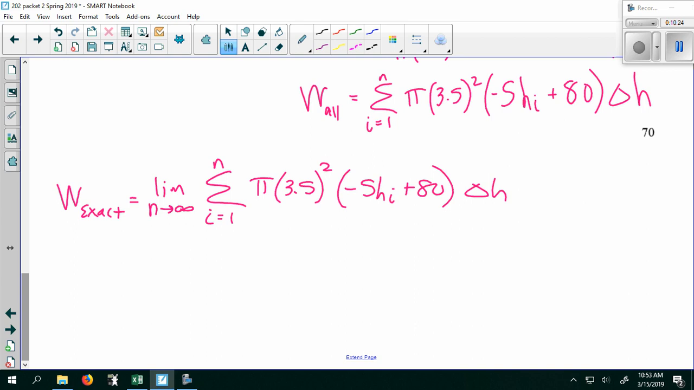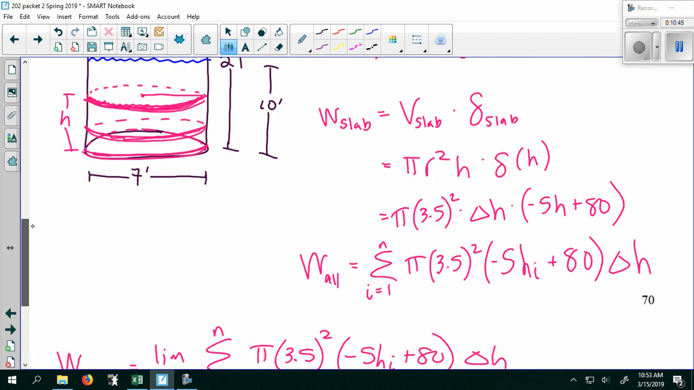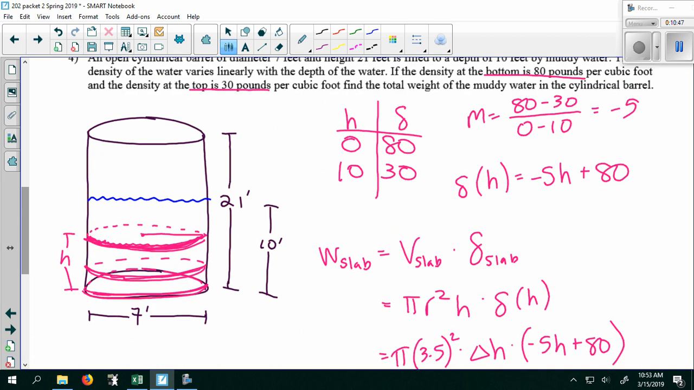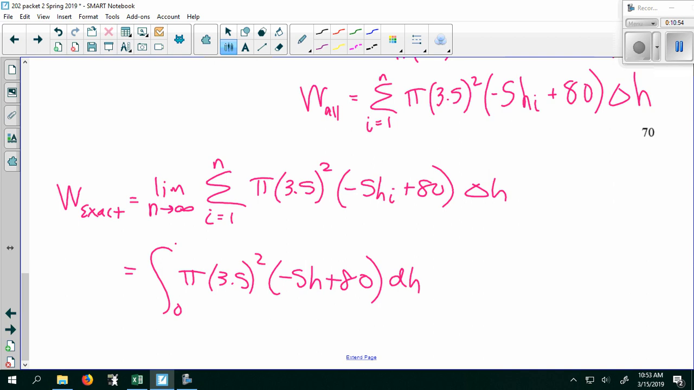And that is the definition of an integral. That's a limit of a Riemann sum, so that's an integral. Drop the sub i's. When delta H goes to 0, that becomes a dH. And my bounds of integration are where I'm stacking the slabs of water. So I'm starting at H equals 0, and I'm stacking them up until I hit H equals 10 feet. So 0 to 10.